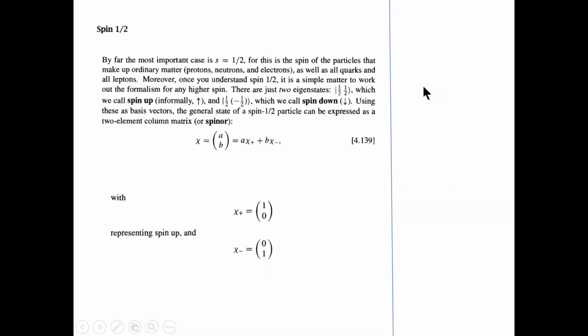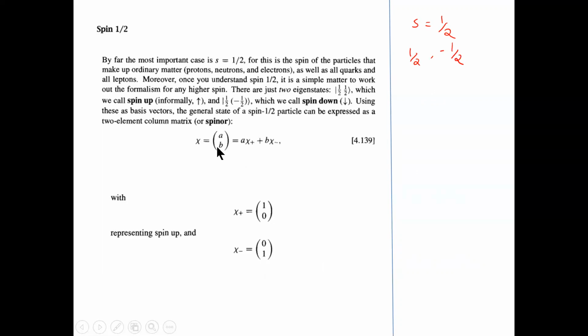Now let us work out the spin theory for s equal to half. This is important because the electron has spin half. The clockwise spin will be plus half, and the anti-clockwise spin will be minus half. We are going to work out the spin theory for spin-half particles, and similarly you can do it for others. What we do is take the spinor.